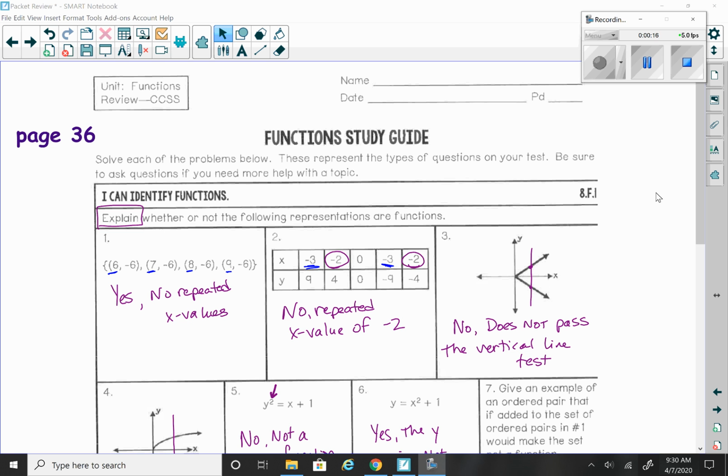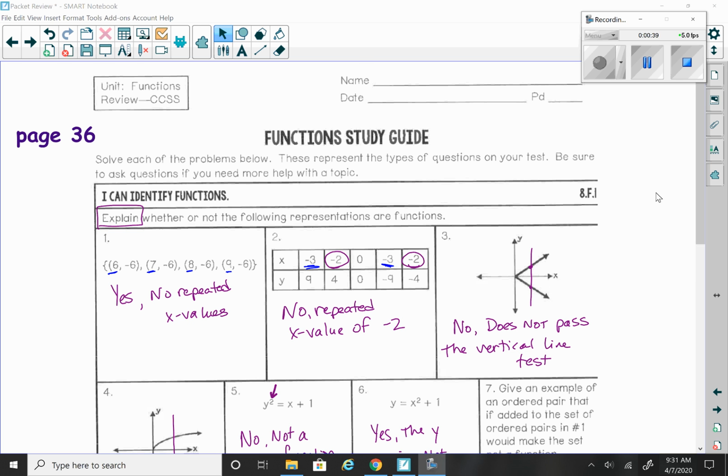So right now I'd like to go ahead and check your homework answers. So go ahead and open up your packet to page 36. This was your homework for last night. If you did your homework electronically, you might want to pull that up and check that as well. Or if you have the packet, you can open it to page 36. So again, just kind of going over our homework from last night.